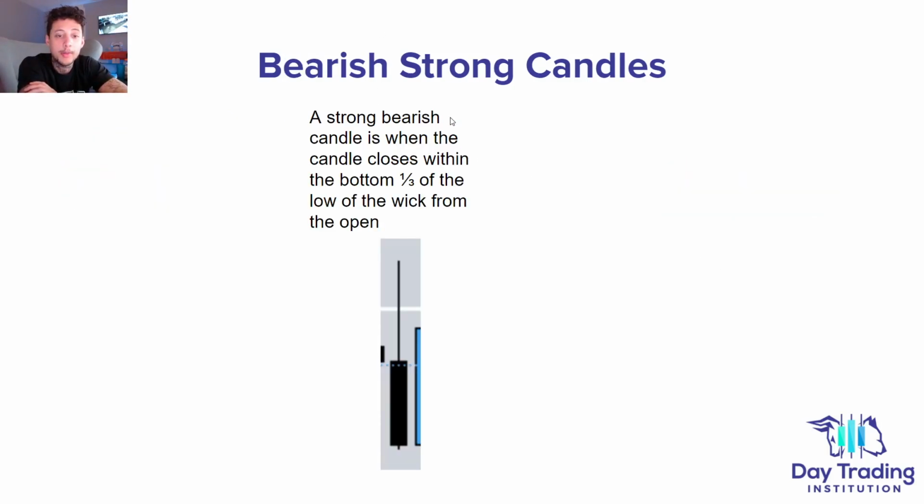So a strong bearish candlestick is pretty much the same thing, just vice versa. A strong bearish candle is when the candle closes within the bottom third of the low, from the open to the low of the wick. So if we look at this bearish candlestick here, the open is going to be right here where this candlestick actually starts. Notice how it closed in the bottom third of the actual wick.